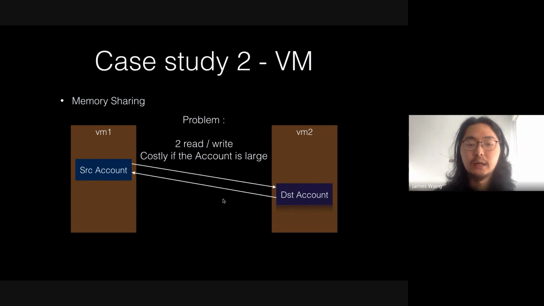Okay, and the problem with the naive approach is that if the data we're passing appears to be very large, then it would be costly to copy it from the first program to the second program, and then from the second program back to the first program. And this cost is not negligible if we were talking about hundreds of megabytes of accounts passing.